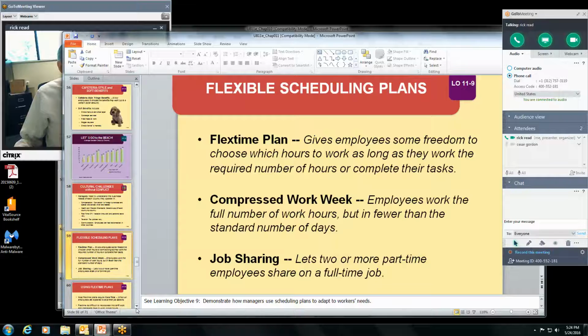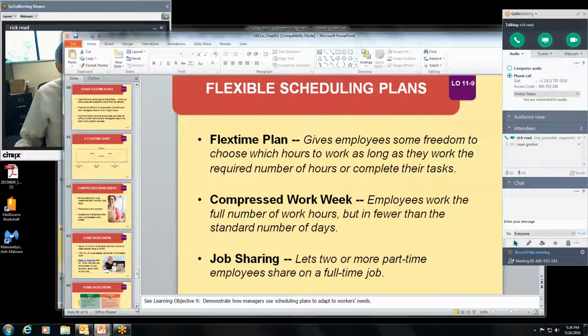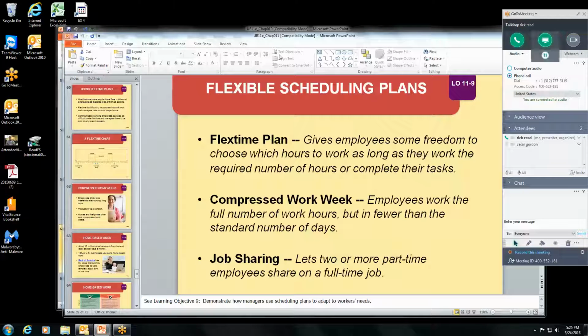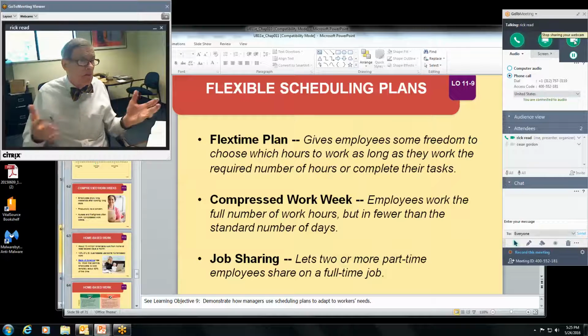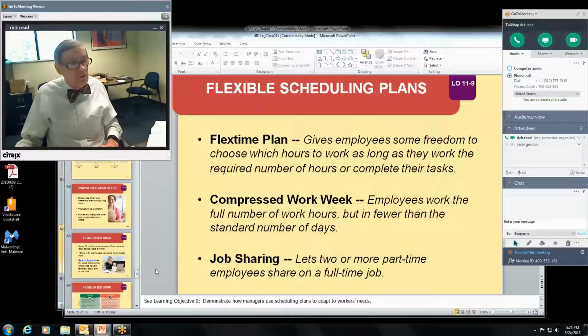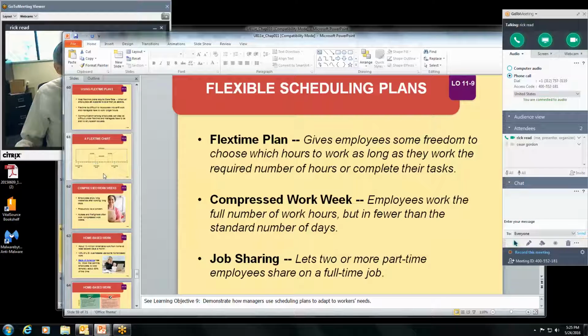Many companies have gone to flexible scheduling, flex time, which gives the employee a benefit of scheduling his or her hours around designated core hours. Compressed work week. The week is compressed to 4 or even 3 days. And then we have job sharing where 2 employees share what was one full-time job.